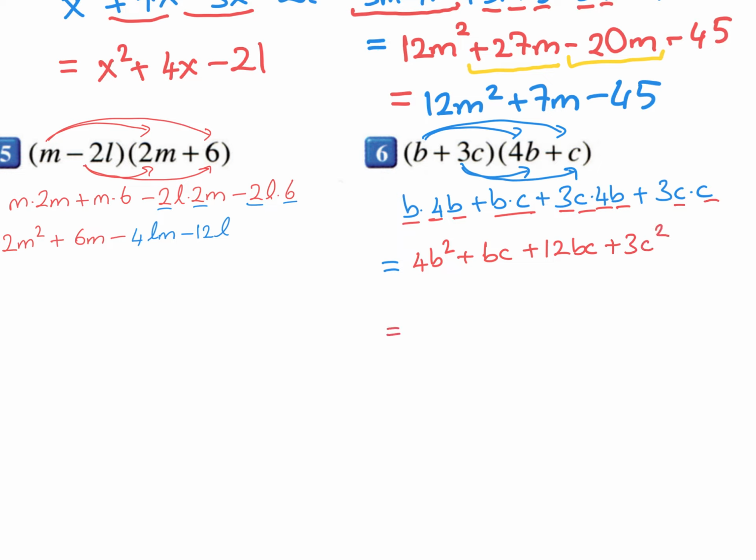And let's see, is there any like term or not? bc, yes, we have. And the quantity of that one, this is the tricky part. Sometimes students forget that the coefficient of that one is 1 and 12. Total it will be 13. So I'll write that 4b square plus 13bc plus 3c square.